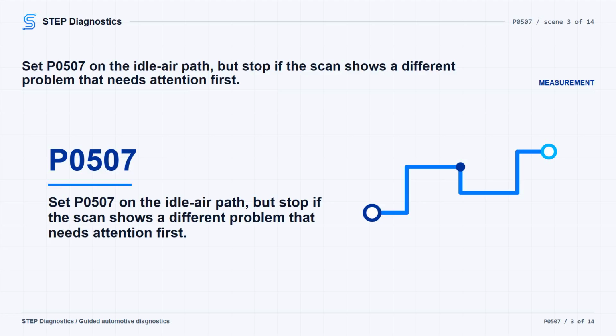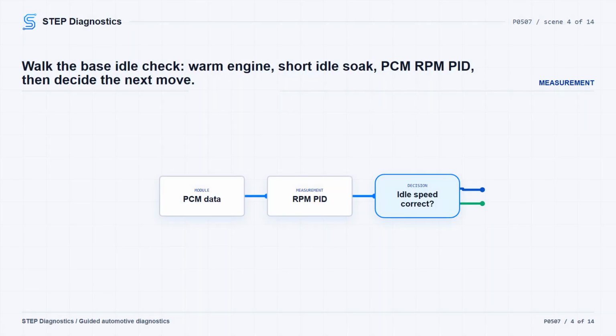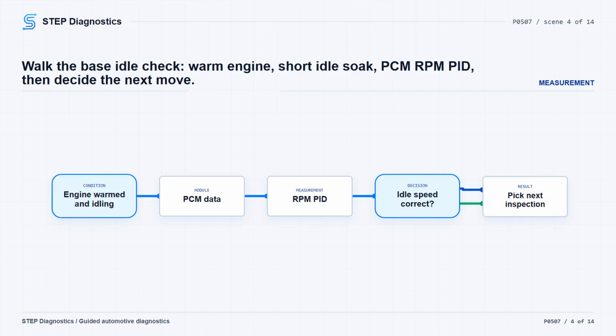If the scan shows other codes that point outside this idle air direction, do not ignore them. Handle those first. Next, start the engine and check base idle. The vehicle must be at operating temperature and at idle for a minimum of 1 minute. Use the scan tool to access the PCM and monitor the RPM PID. Then decide whether the actual idle speed is correct for the typical reference value.